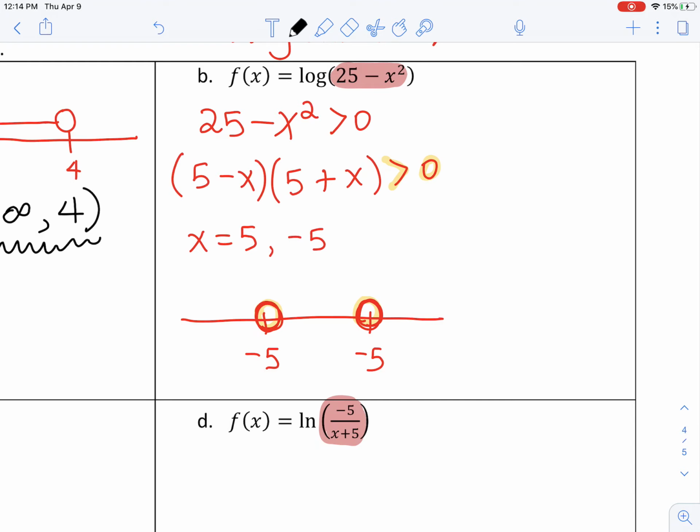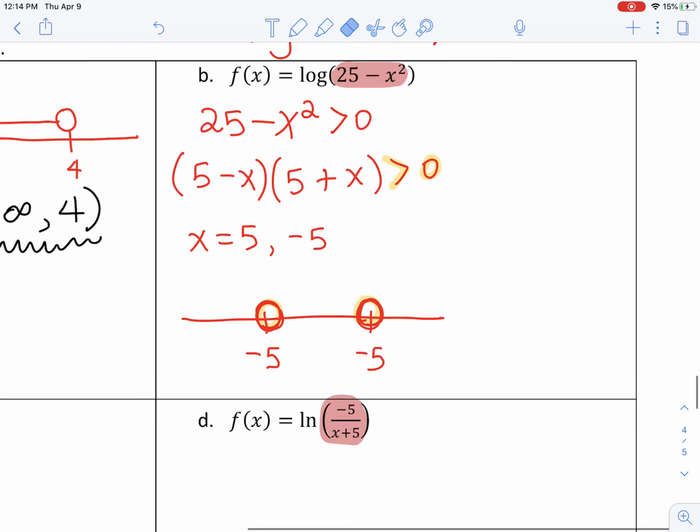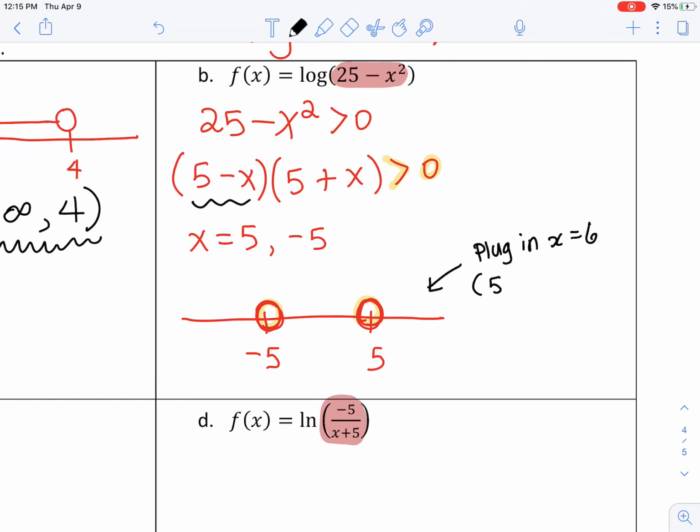If I plug in a number, by the way, I didn't mean to put negative 5 and negative 5. I meant to put negative 5 and positive 5. Sorry. All right, let's plug in a number that is to the right side of that. What is a good number to plug in? I'm going to plug in x equals 6 because that's bigger than 5. If I plug in 6 into this, I'll get 5 minus 6 times 5 plus 6. And if I get the sign, that will be negative times positive 11. So that will be a negative 11.